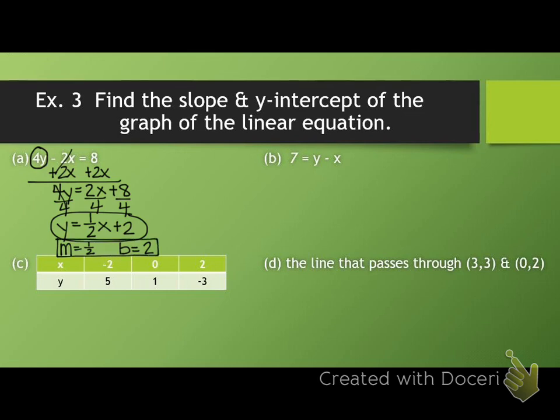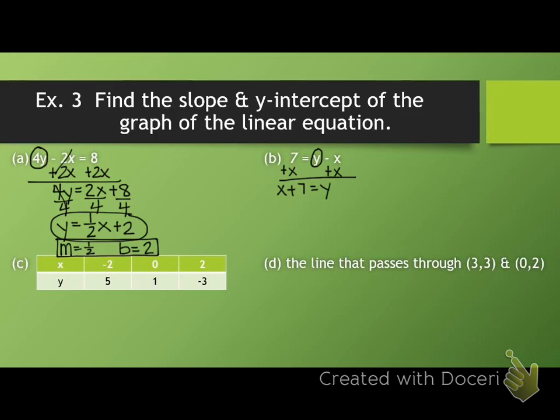Now look at letter B. Is this in the correct form? Nope. We need what by itself? Y. How are we going to get y by itself? We're going to add x to both sides. Can we combine 7 and x? What do we bring down first? X plus 7 equals y.